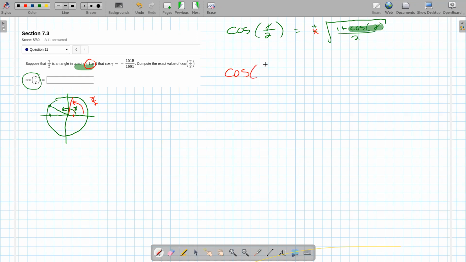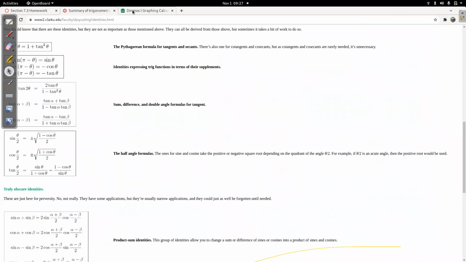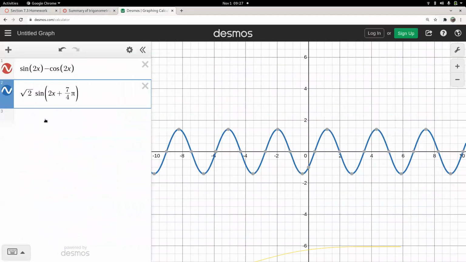So cosine of gamma over 2 is equal to the square root of 1 plus, and they say the cosine of gamma is this number right here, negative 1519 over 1681, all over 2. And we just whip that into a calculator. And we got it. Not bad. So it's just a pretty straightforward application. Can I remember those two numbers?